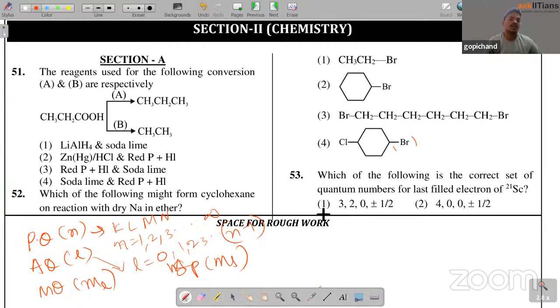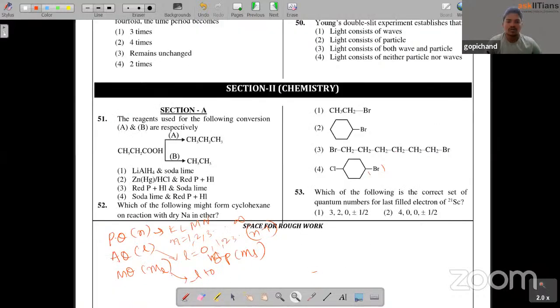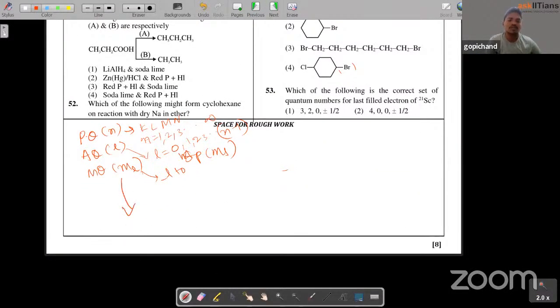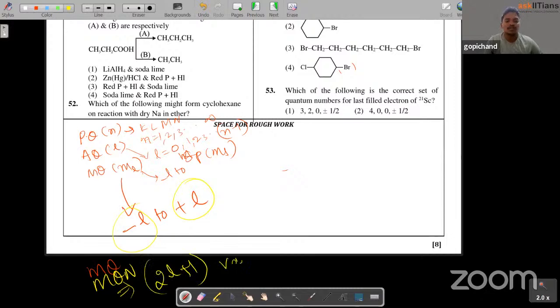So the l value will always be considered up to n minus 1. And ml will be from minus l to plus l. These you already know, so I'm not going so deep into it. What are the total values of the magnetic quantum number? That is one minus l and another plus l, so 2 l's, and 0 will be there in between. That's why 2l plus 1 values of the magnetic quantum number will be present.